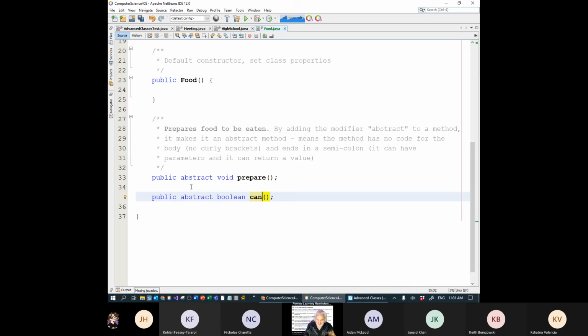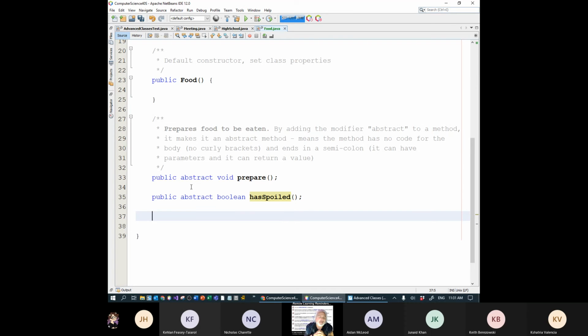Can this food be, can it be stored? Some food can be stored for a long time, like a can of soup, but a banana can't really be stored, okay? Or how about, has this food spoiled? How about that? Has it spoiled, yes or no? That's a good abstract method.